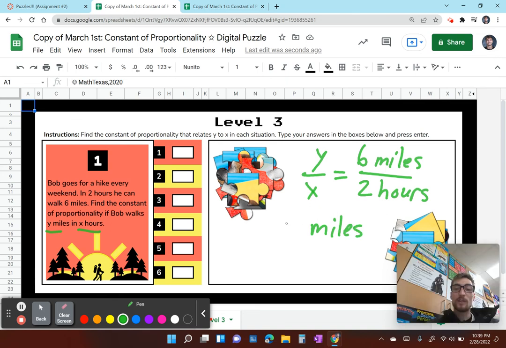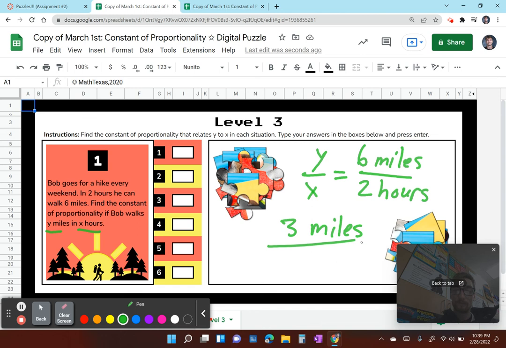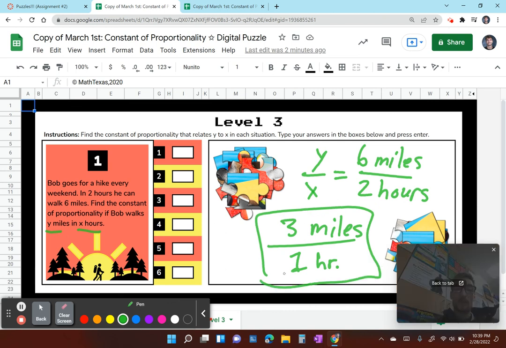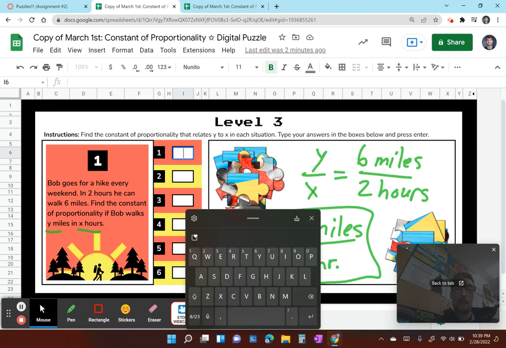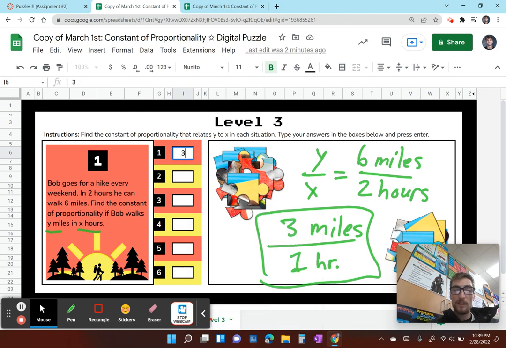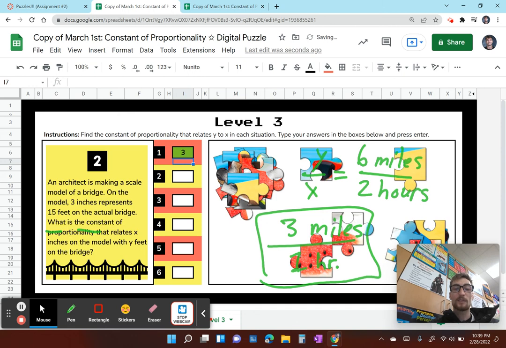Well, 6 divided by 2 gives me 3. So that's 3 miles in 1 hour. So my constant of proportionality is going to be 3, meaning I need to multiply my hours by 3 to get to my miles. So type in 3, enter, get some more puzzle pieces.